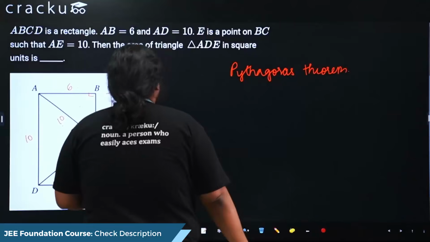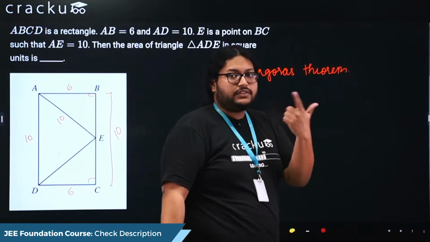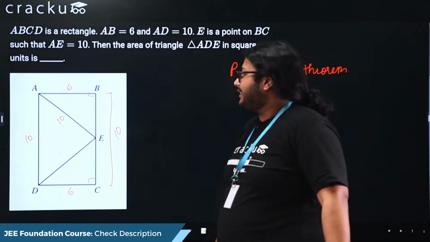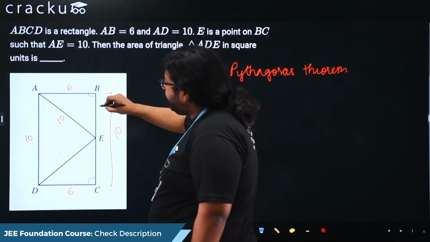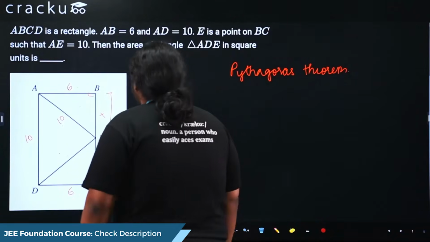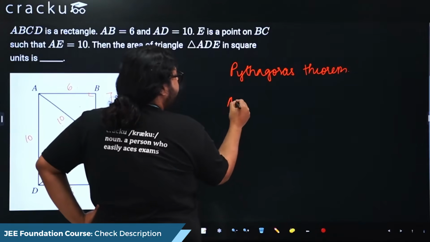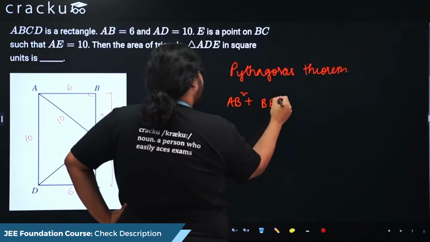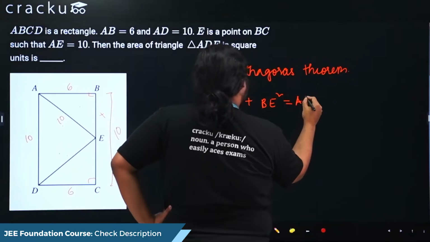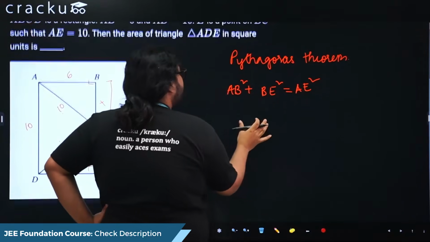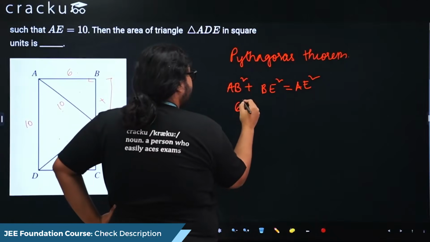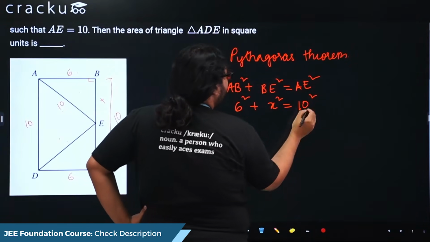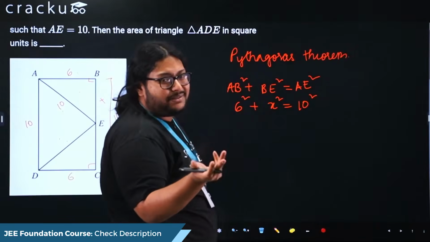We have something called the Pythagoras theorem. In that, we say the sum of the squares of the two sides is equal to the square of the longest side, only in the right angle triangle. In this right angle triangle, if I take BE to be equal to say x, I'll write AB square plus BE square is equal to AE square. That is the Pythagoras theorem. So AB square basically is 6 square, BE square, let's say it's x square, and AE is 10 square. 6, 8, 10 is basically a Pythagorean triplet.